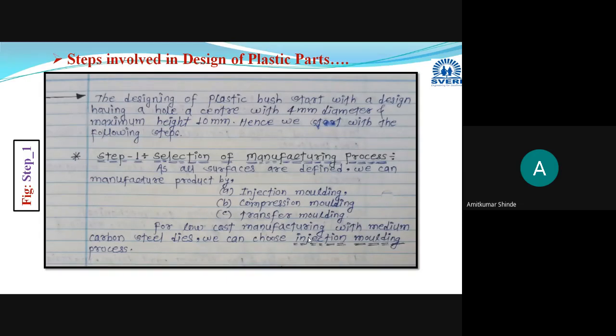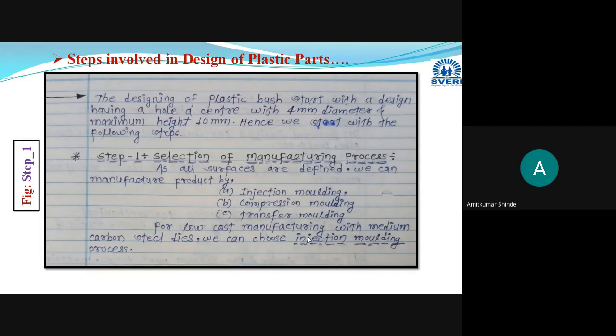Okay, in your first step you have to mention that this bush can be manufactured with different plastic processing methods, like injection molding, compression molding, transfer molding. But as the injection molding is a low cost manufacturing method, we are going to use that method only. Okay, so this is the first stage, that is the selection of the manufacturing process.